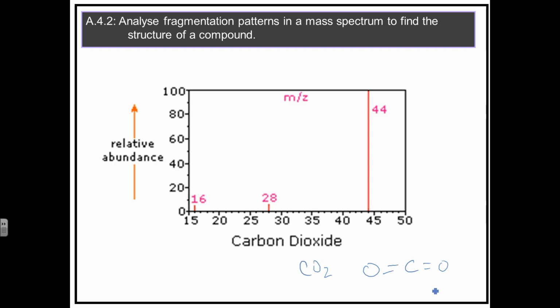So if fragmentation causes that bond to break, you would get an oxygen ion coming off, which would have a mass of 16. And that is evident here in the spectrum. If the double bond breaks and the CO ion comes off, then you can see that we would end up with a fragment that has a mass of 28. And again, that's present in the spectrum. This is the molecular ion peak, which is the mass of the carbon dioxide ion. And so the mass spectrum of carbon dioxide is fairly straightforward.